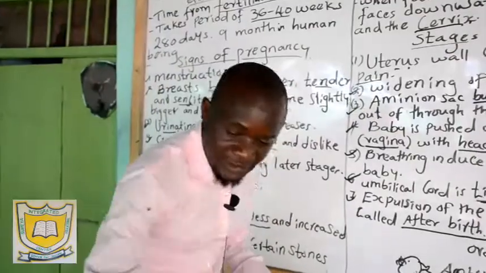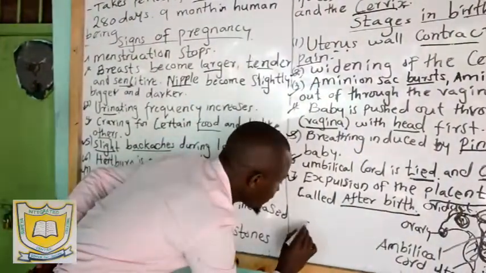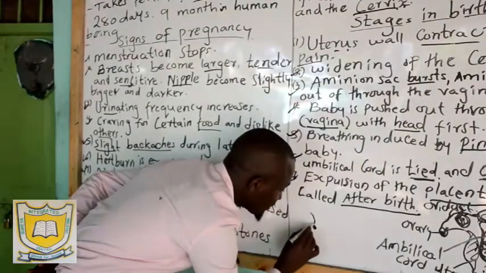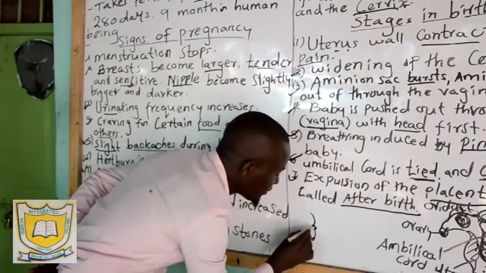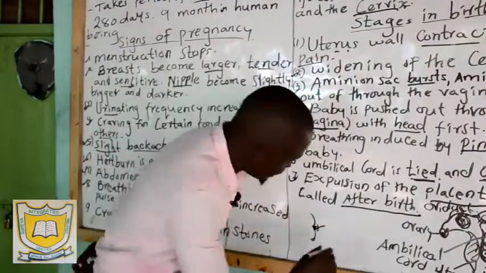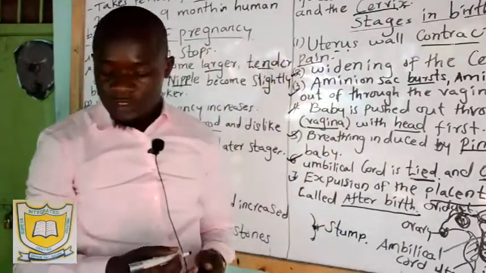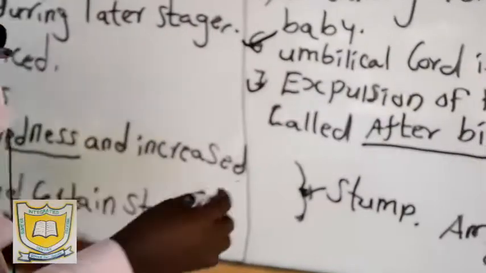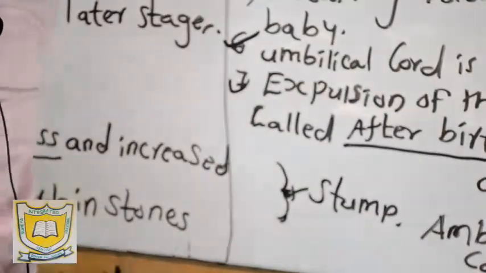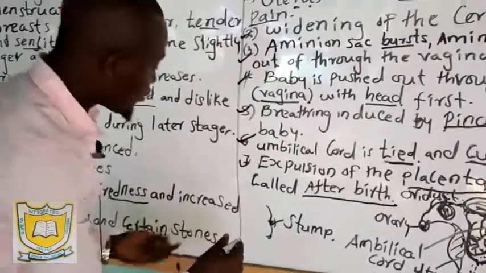After you cut the umbilical cord, a baby remains with such a part. This part is the stomach of a baby. Now we have cut the umbilical cord. This part here is what we call the stump. The stump is the part that remains on the stomach of a baby. Now the stump heals and forms what we call a navel.